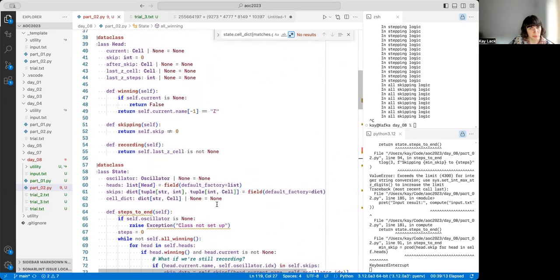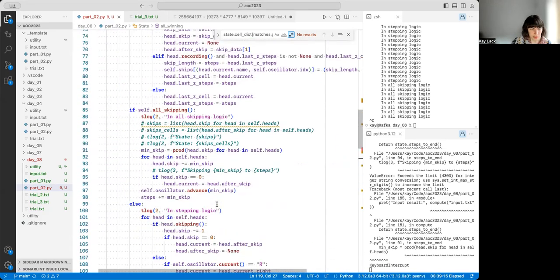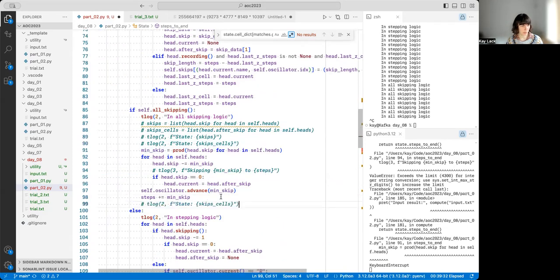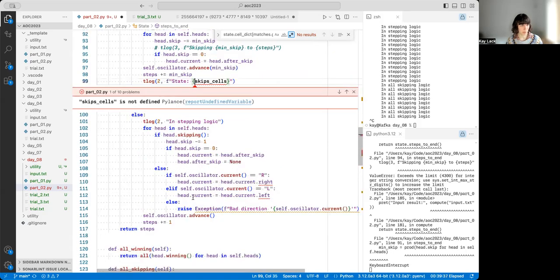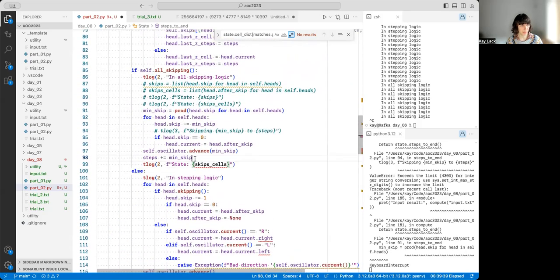Maybe there's some, because in theory that should definitely, yeah, I mean that should get us to all Z. So what are we actually getting at that point? Oh, no, come on.